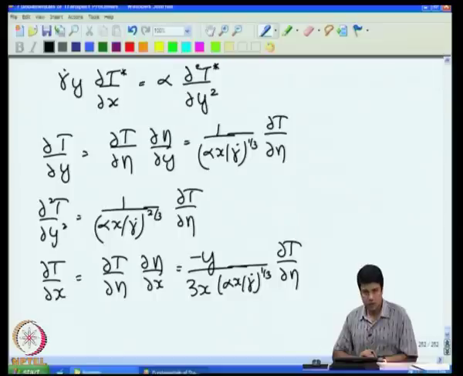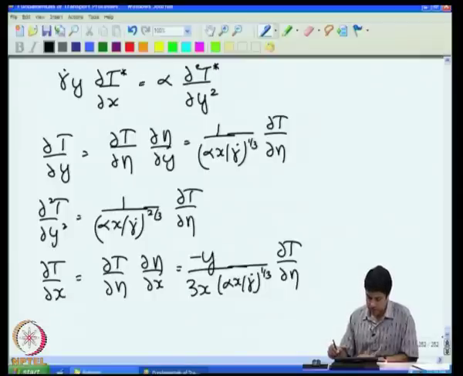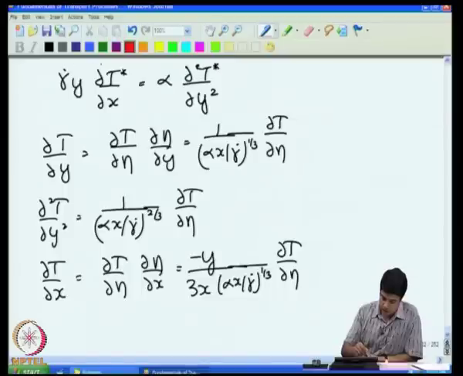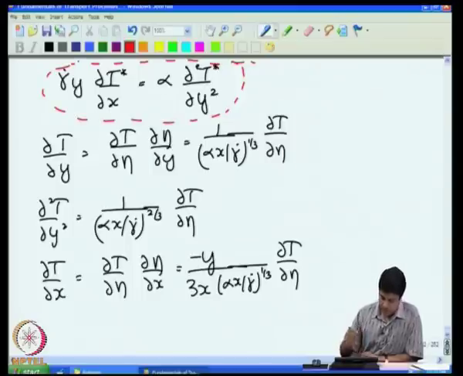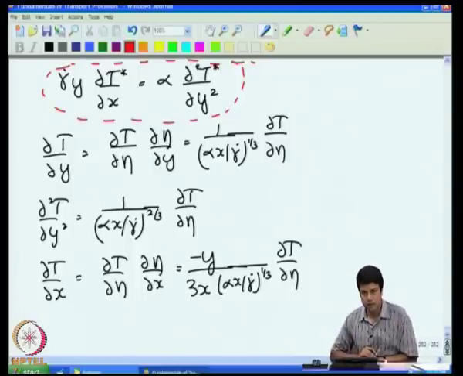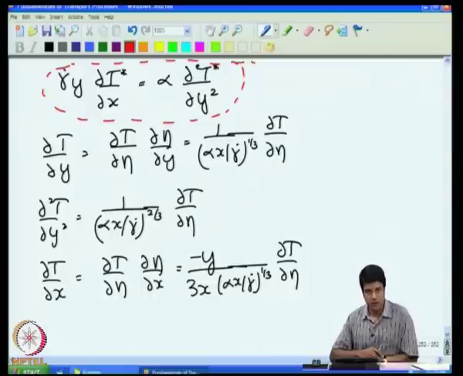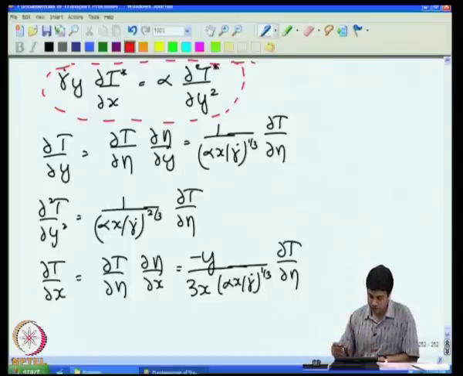X power minus 1/3, the derivative gives you minus 1 by 3 times x power 4 by 3. Okay. So, this finally has to be substituted into this differential equation. And then we have to get a solution for this differential equation. If what we have done here is correct, then when I substitute this into that differential equation, I will end up with an equation in terms of eta alone. It should not depend separately on x and y. The final equation should depend upon eta alone.